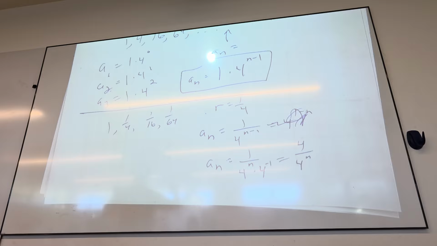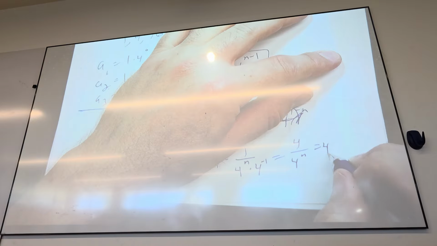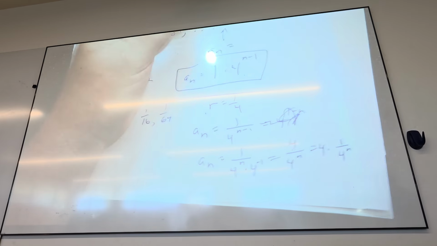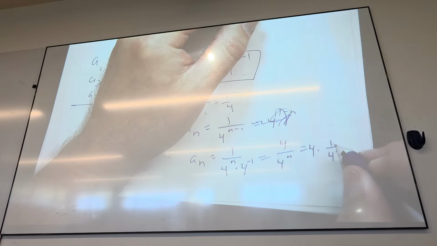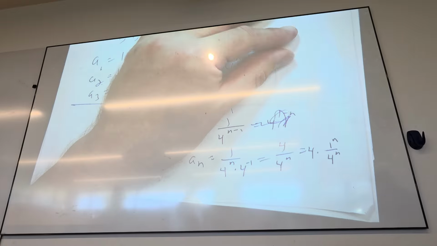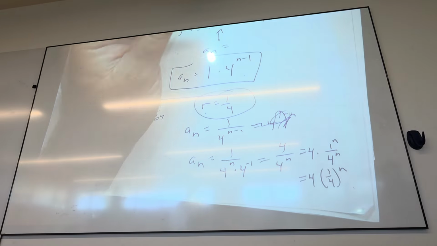Okay. Just to go one step further, isn't this 4 times 1 over 4 to the n? That's amazing, Jeff. Do you all agree with me that 1 to any power is still 1, so I could do that if I wanted to? I don't have to. But what did I just uncover? I just uncovered R, yes?